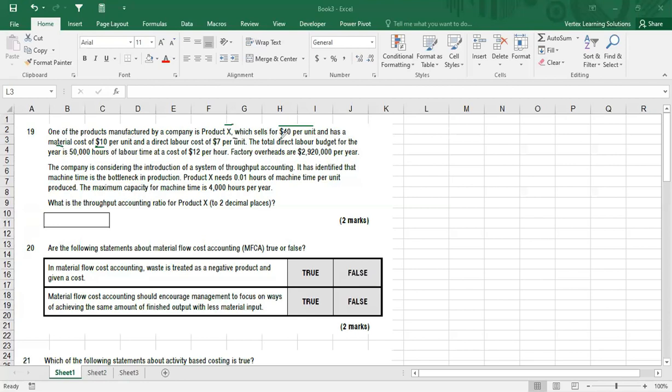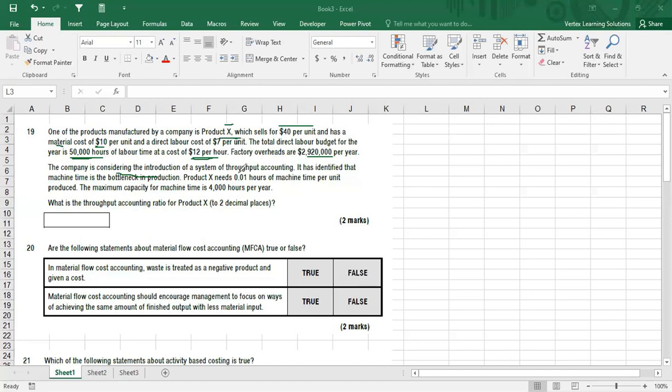Okay. The total direct labor budget for the year is 50,000 hours of labor time at a cost of $12 per hour. So this is $7 per unit, but $12 per hour. So it means that one unit might be taking less than 1 hour. And you have budgeted 50,000 hours. Factory overheads are 2.92 million per year, fixed overheads. And they say that the company is considering the introduction of a system of throughput accounting. It has identified that machine time is the bottleneck in production. So it makes it simple. They already have told you which is the bottleneck.